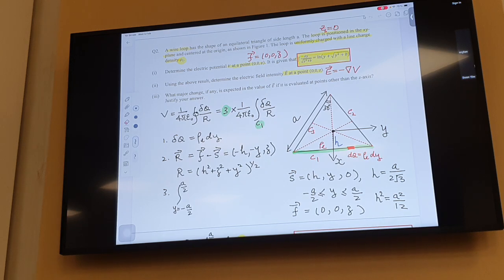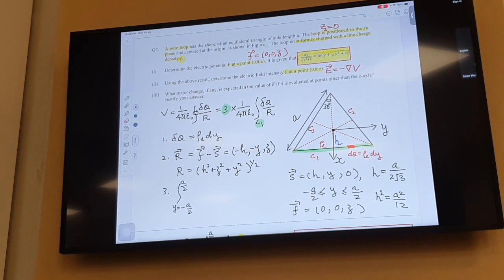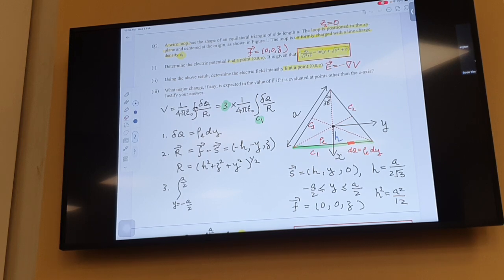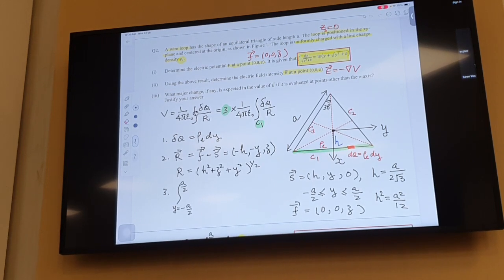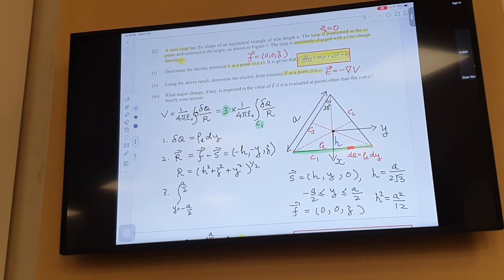So we calculate step by step. First, what is delta Q? Focus only along C1, you put the delta Q here. Delta Q is rho L dy, dy because this is along y. Next, we need to calculate field point minus source point. The field point is given as 0, 0, z. The source point is the coordinate of this delta Q. So for this coordinate, z equal to 0, you should know, because this is in the xy plane. We told you right from the beginning, the loop is positioned in the xy plane, so z equal to 0.